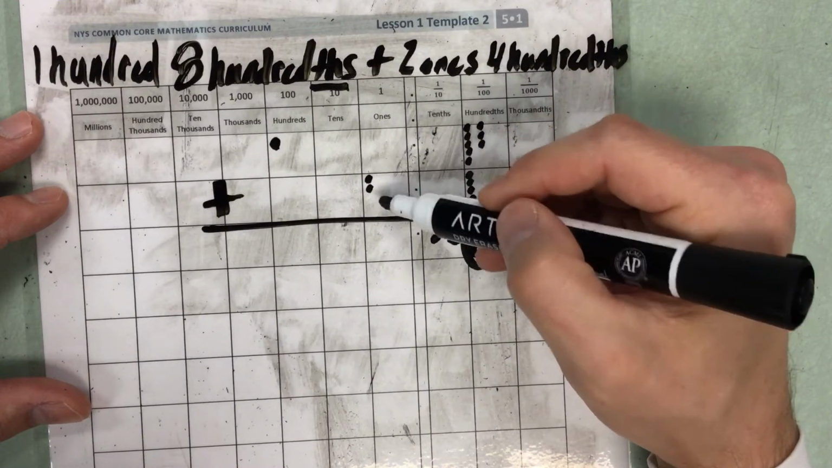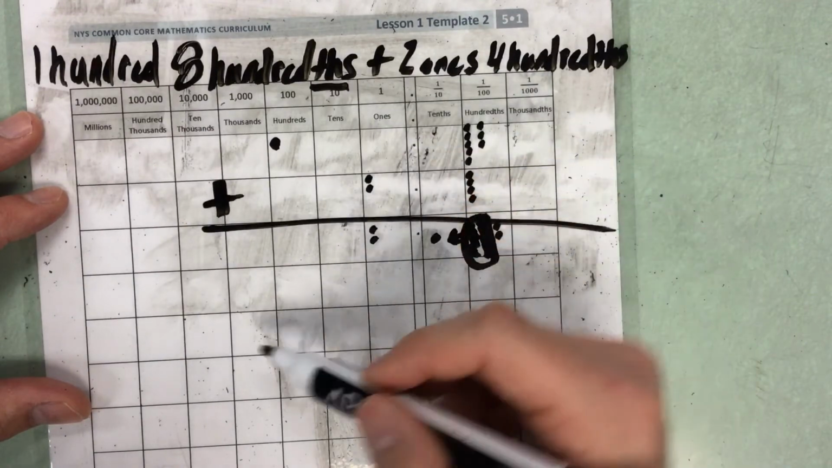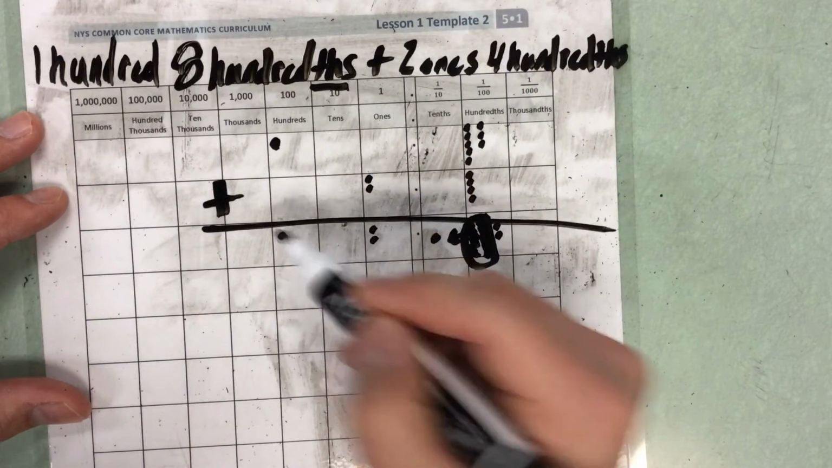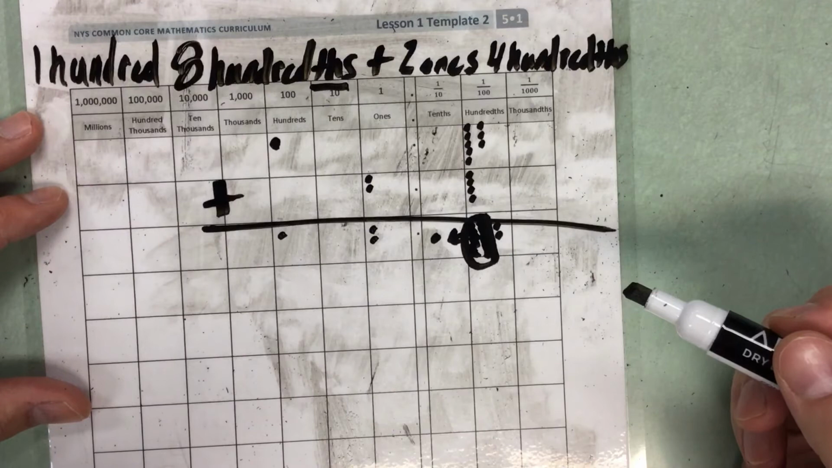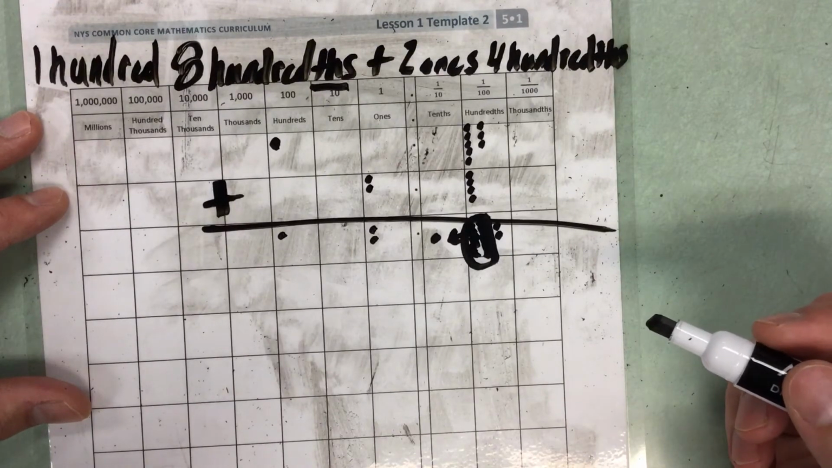I have 0 ones and 2 ones. I have 0 tens and 100. So what is that number? Go ahead and pause the video and see if you can figure out what is this number in standard form.